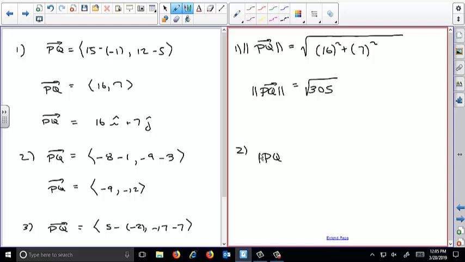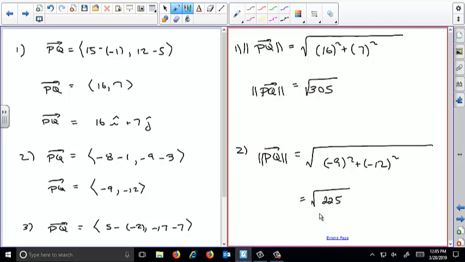For problem 2, the magnitude of the vector is going to be equal to the square root of negative 9 squared plus negative 12 squared. Usually what I do is I just square 9, because I know that if I square a negative number I'm going to get a positive number, so it saves me time. So 9 squared is 81. 12 squared is 144. Add those together, you get 225. Square root of 225.